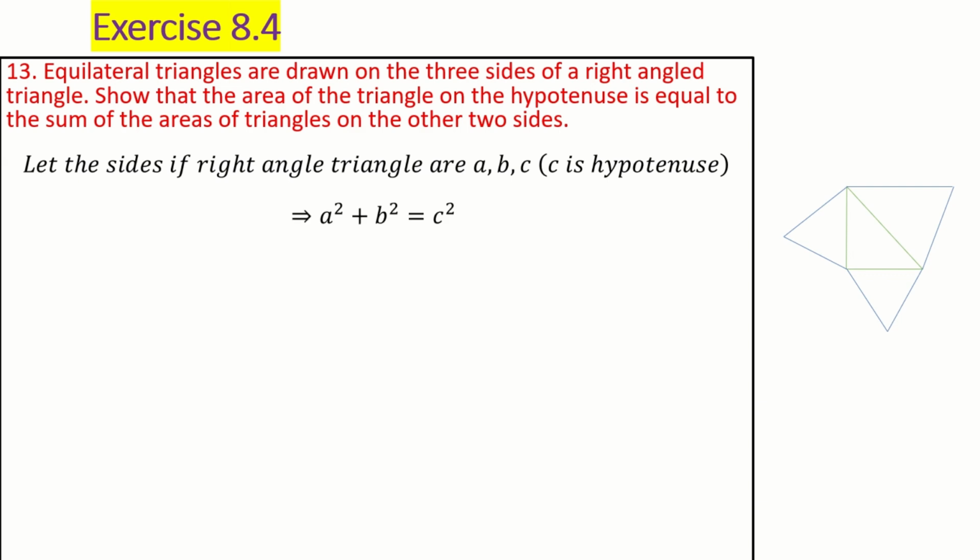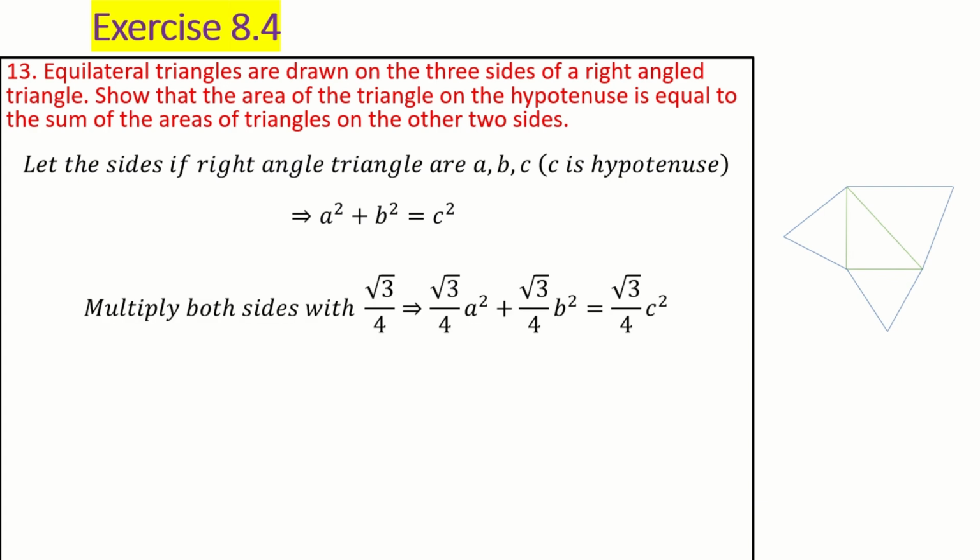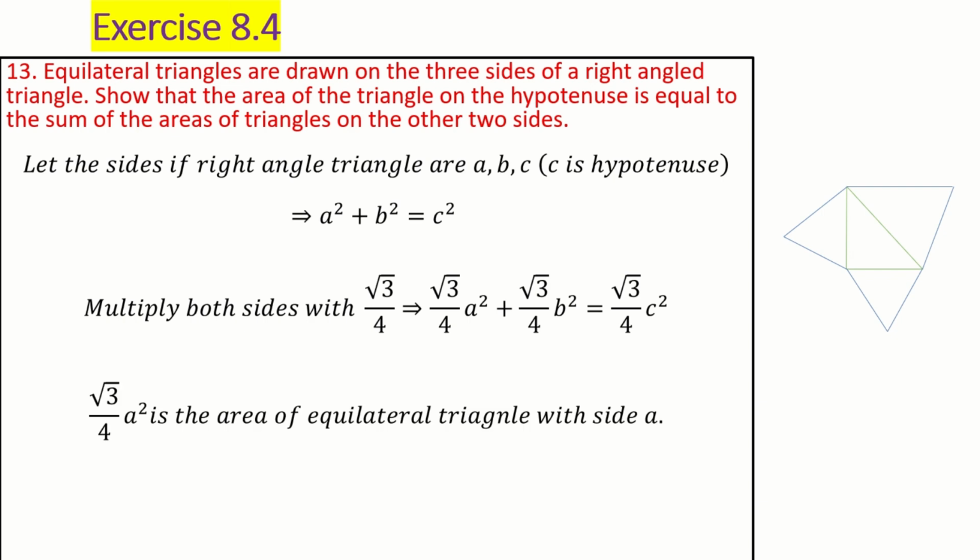So if A, B, C are the sides, then A square plus B square equals C square. Then multiply both sides with root 3 by 4. So you will get root 3 by 4 A square plus root 3 by 4 B square equals root 3 by 4 C square. Root 3 by 4 A square is the area of the equilateral triangle with side A. Correct. Similarly, the second one is the equilateral triangle area with side B, and this is the equilateral triangle area with side C. So hence proved.